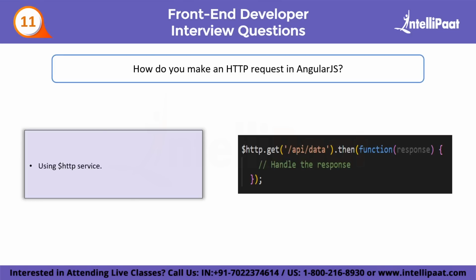The then function is used to handle the successful responses. The response object contains the data returned from the server along with status, headers, and other information. If you want to send data with a post request, you can include the data as the second parameter in the .post method. By utilizing the $http service's methods, you can easily make HTTP requests in AngularJS applications, allowing your application to interact with remote servers and APIs.